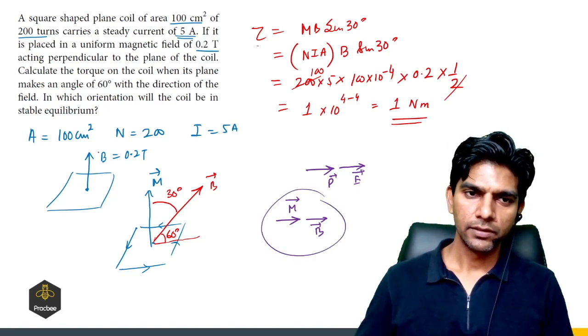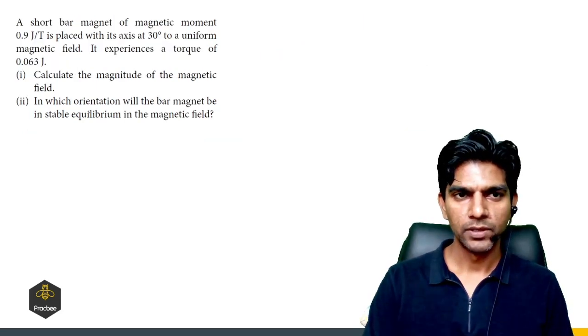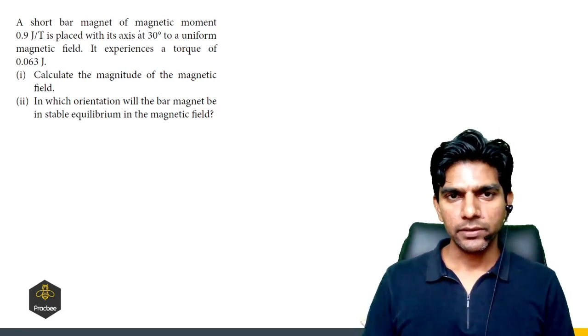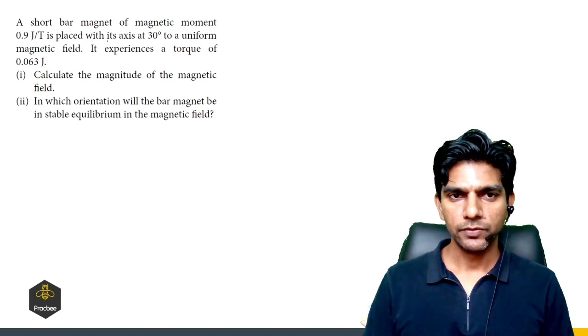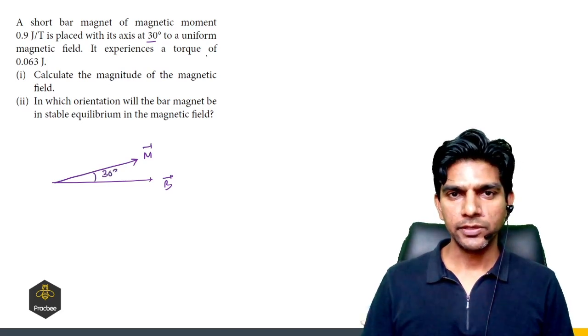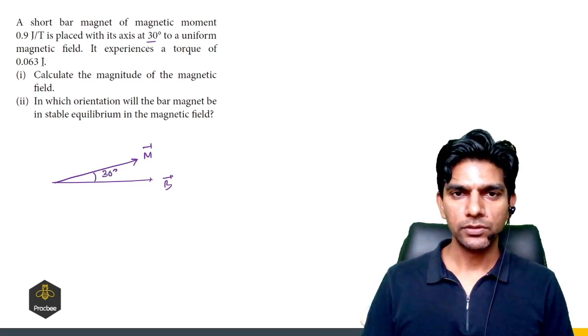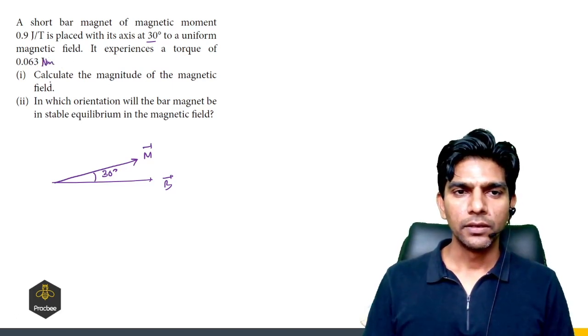So this is the case, right? When M is parallel to B. Okay, a short bar magnet of magnetic moment 0.9 joule per Tesla is placed with its axis at 30° to the uniform magnetic field. So this is the magnetic dipole moment and this is the magnetic field, and this angle is 30°. It experiences a torque of 0.063 joules. Not joule, it should be Newton meter, right? Calculate the magnitude of the magnetic field.